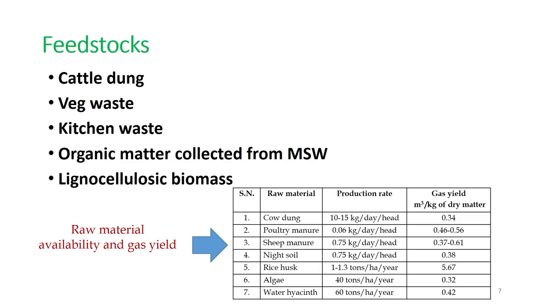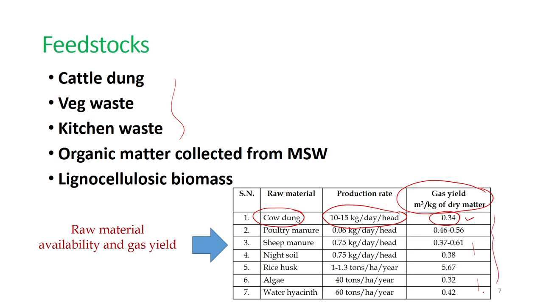So let us have a look at the feedstocks. This kind of feedstock can be used, and we can see here the amount of feedstock we can generate per head. Suppose we are interested in cow dung, so one cow can generate about 10 to 15 kg of dung. And if we talk about gas yield, it is about 0.34 cubic meter per kg of dry matter. We can see other raw materials as well, how much we can get per head, and then what is the gas generation potential.